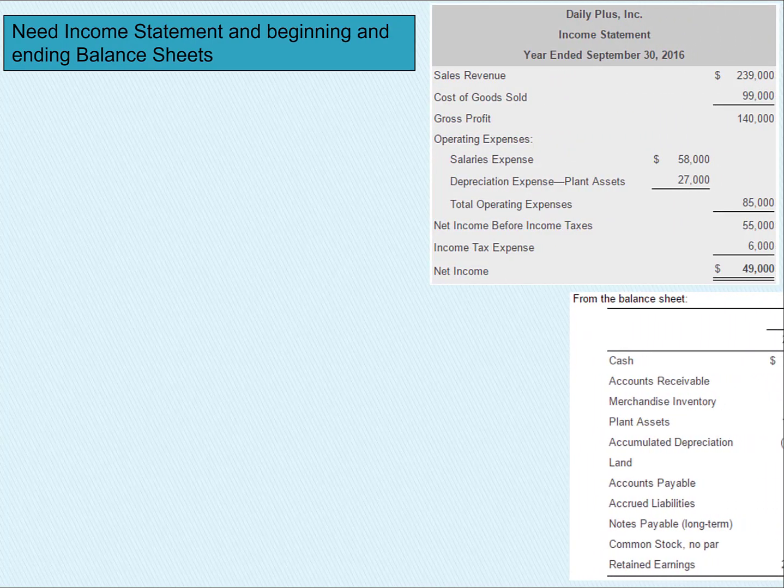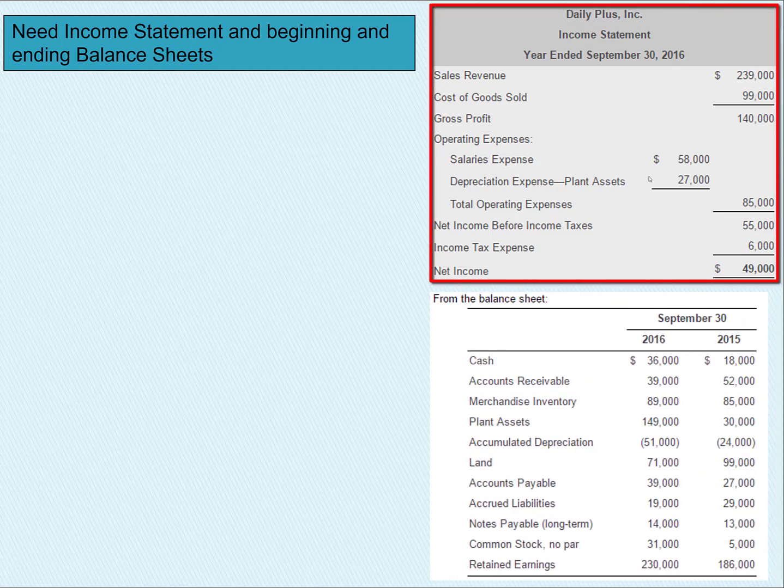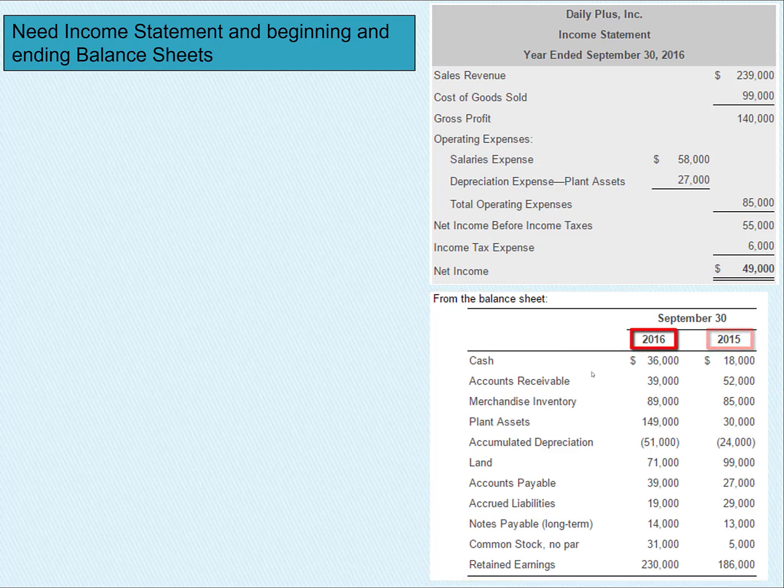So on the right side of the screen, at the top, we've got a screenshot of an income statement directly from our homework. And then down here at the bottom, we have a screenshot also directly from our homework of our last two balance sheets. So here's a prior year and here's the current year balances.